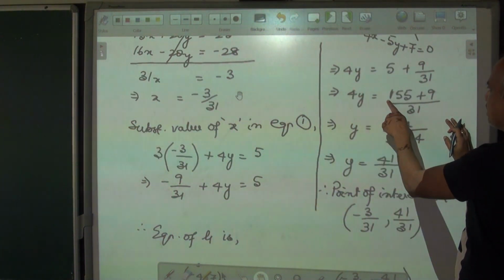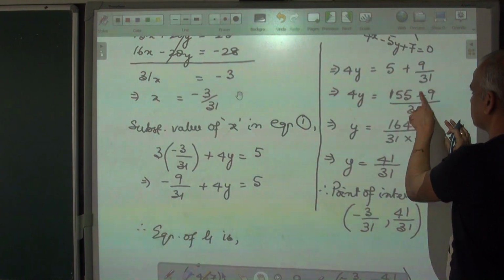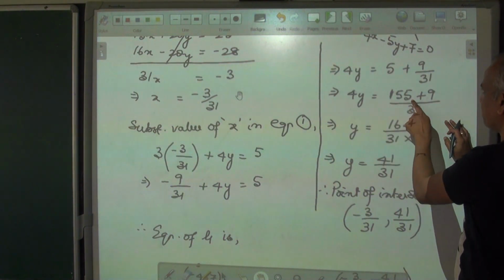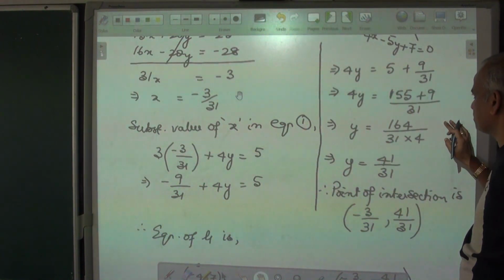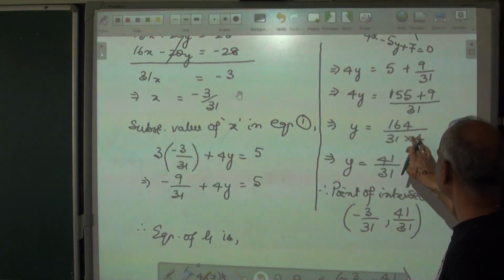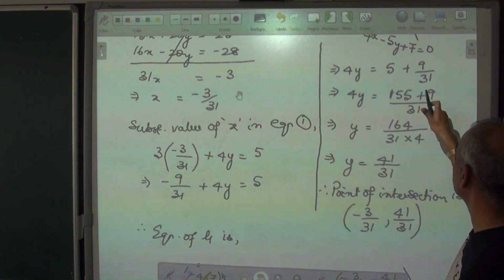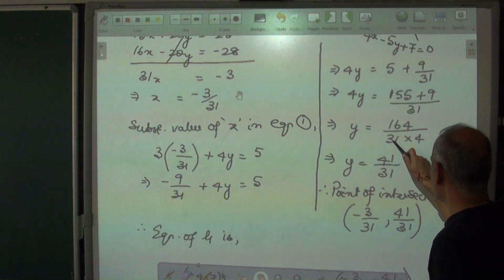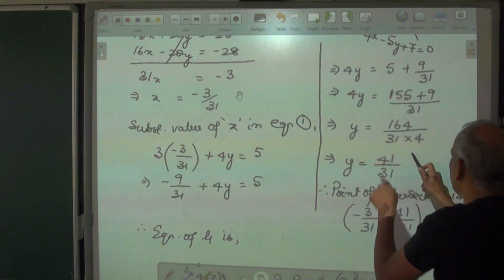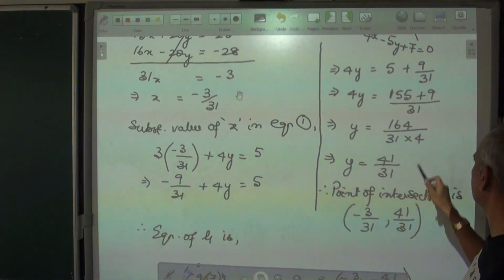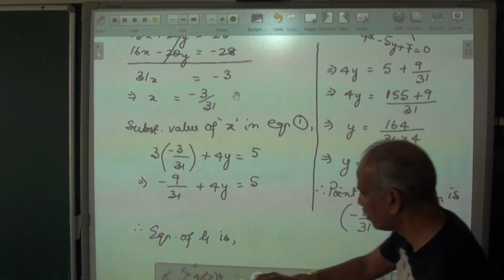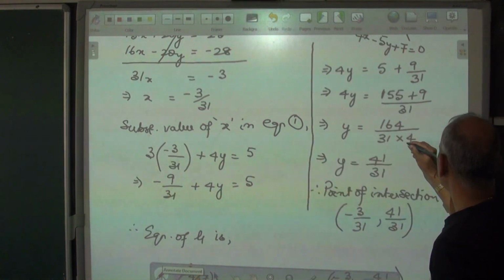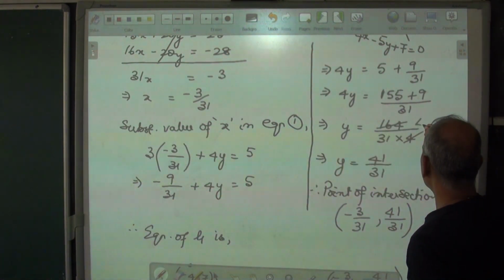So 4y is equal to, with LCM 31, 31 into 5 is 155, plus the 9 remains the same. Shift this 4 to the other side. Y is equal to 155 plus 9, which is 164, divided by 31 that was already there, and the 4 goes to the denominator into 31. 4 and 164 can be divided. That will give you 41.